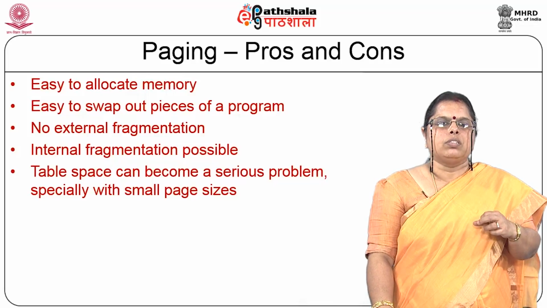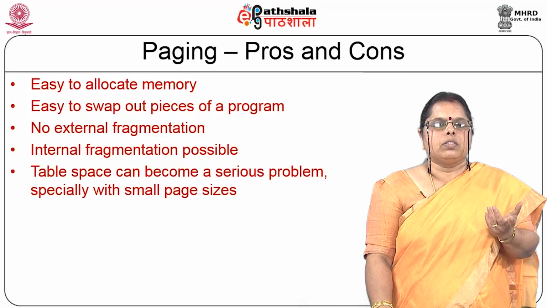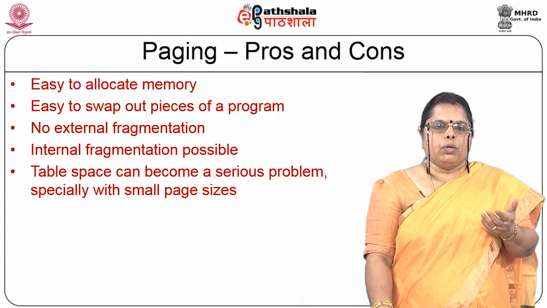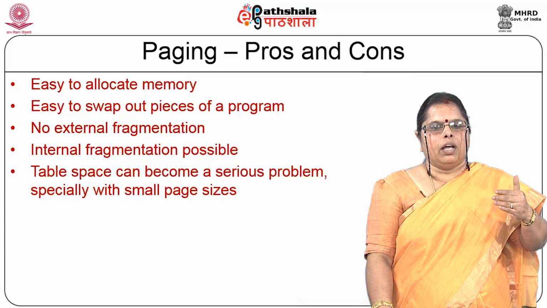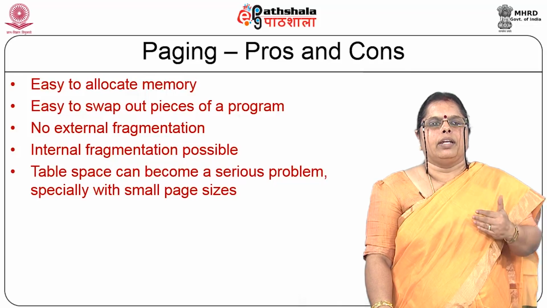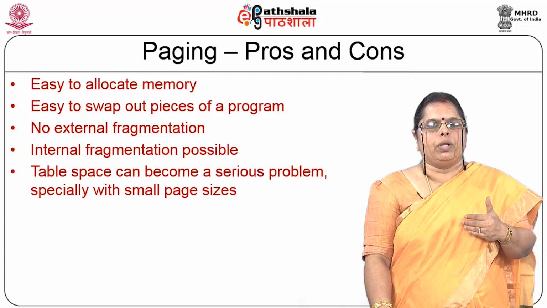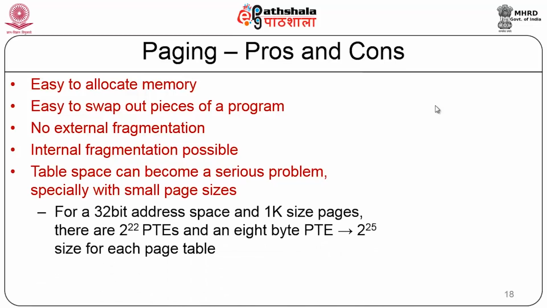And when small sized pages are used, table space can become a serious problem, because you are going to have more number of pages, and with more number of pages you are going to have too many entries. So, you have a problem with your table space. This is an example for a 32-bit address space, and suppose you are looking at 1K sized pages, there are 2 power 22 page table entries, and if you look at, for example, an 8-byte PTE, that translates to about 2 power 25 bytes size for each page table.